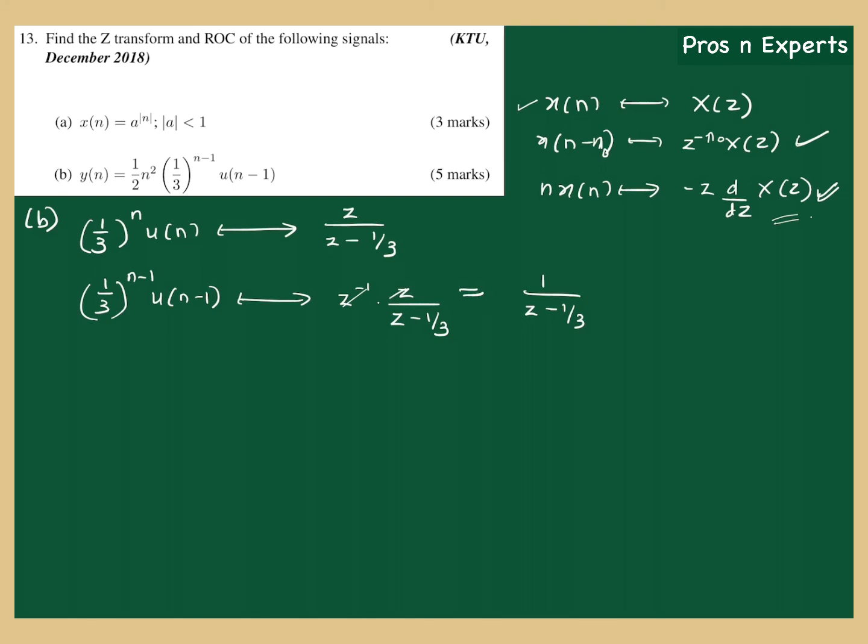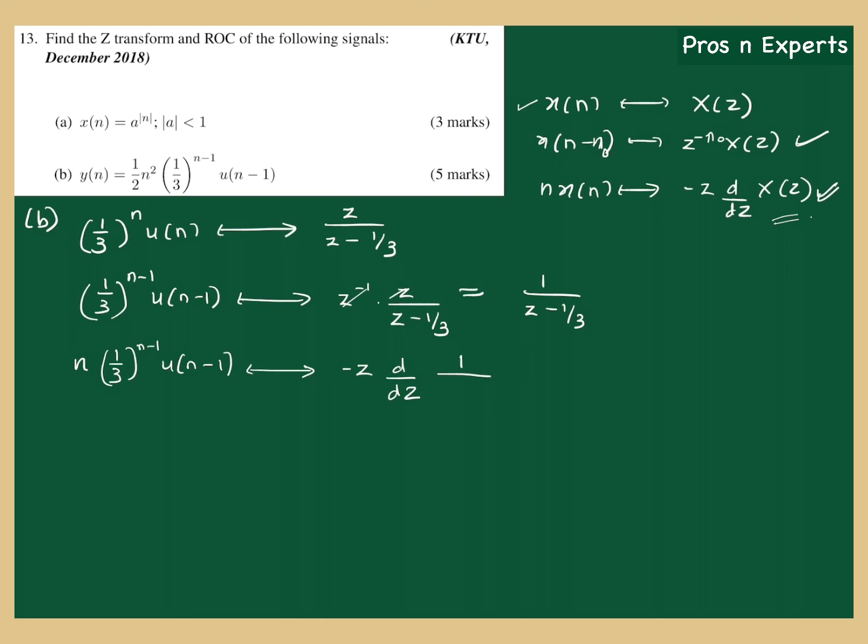Okay, now let me take the next step as finding the Z transform of n into this whole signal, n into x of n, right? I'm treating this as x of n, so n into x of n, n into 1 by 3 to the power n minus 1 u of n minus 1. And what will be the Z transform? We can rely upon this property, n into x of n will give minus z into d by dz of x of z. So minus z into d by dz of, what is the Z transform of our x of n? X of n in this equation, it is x of z, 1 by z minus 1 by 3.